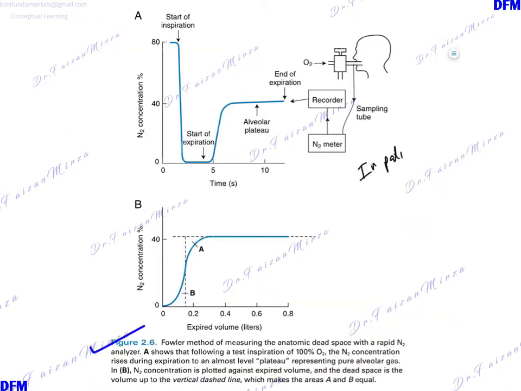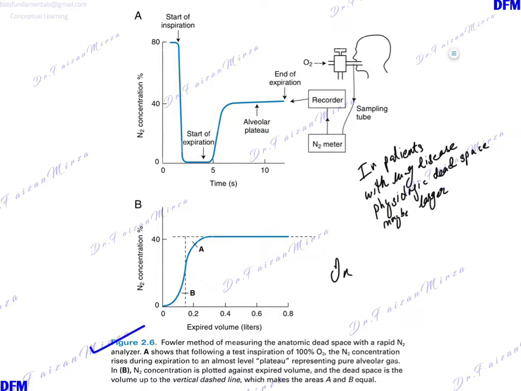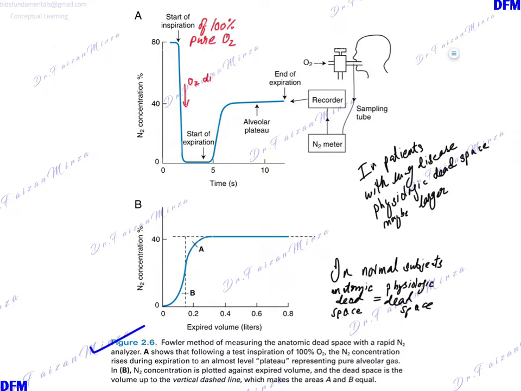We see this kind of a graph in which I'm telling you about the physiologic dead space and the anatomic dead space. In normal subjects, the anatomic dead space and the physiologic dead space are equal. They stay the same. But in patients suffering with lung disease, the physiologic dead space might be larger while the anatomic dead space stays the same. So anatomic dead space is basically the region of the conducting airways in which the air stays trapped, and it's not reaching the alveoli in that tidal volume.